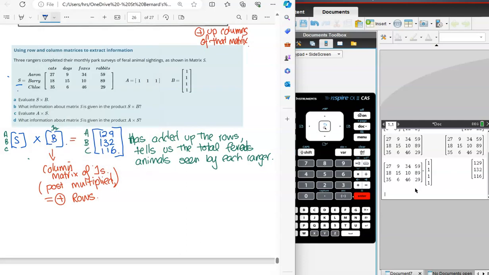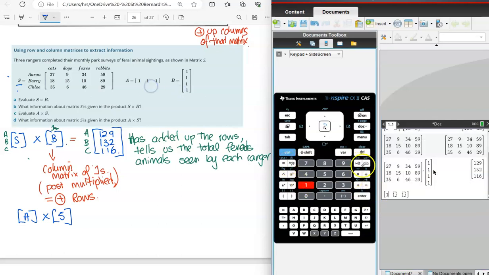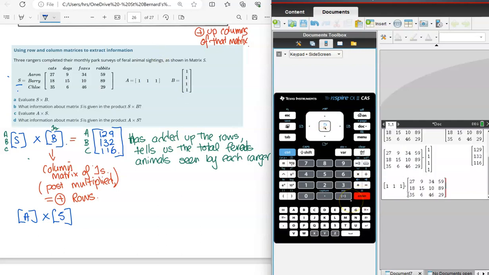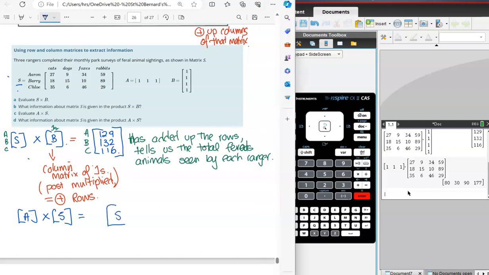Okay, so that's questions A and B. Then in C, it wants me to evaluate A times S. A is a row matrix, which means there's only 1 row, and it has 3 columns in this case, and it's full of just 1s. That means it's a summing matrix. When we multiply it with our matrix S, a row matrix of 1s before is going to add up the columns. So our answer ends up being a row matrix.